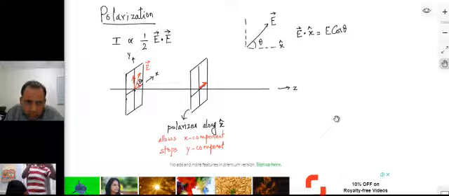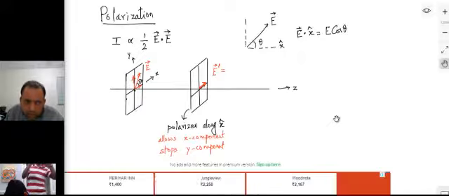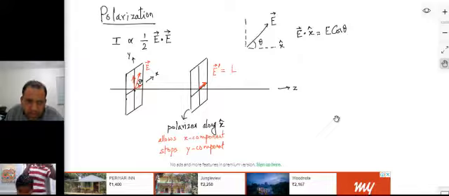So the electric field prime here that's passing out is equal to E. So it's in the x direction first of all. It's in the x hat direction times the original E dotted with x hat, which is E cosine theta.